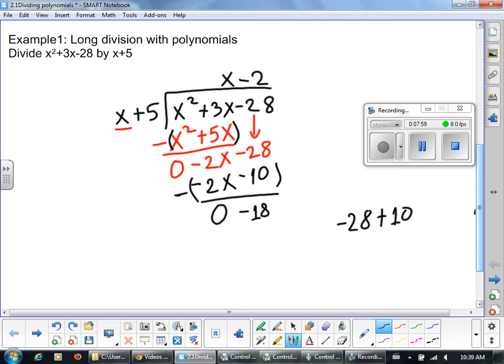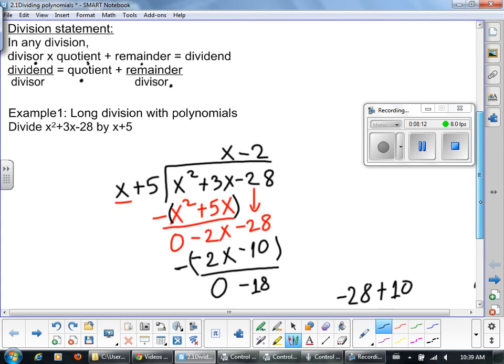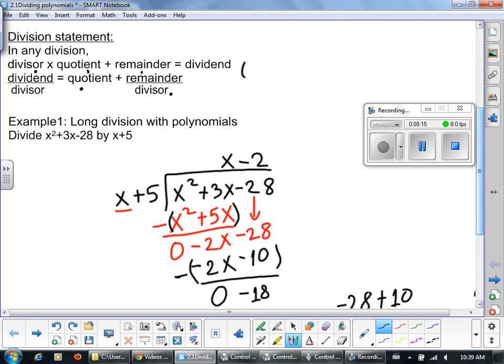Now we're going to write this in the division statement form. So we can write it 2 ways. So you have a divisor times the quotient plus the remainder is equal to the dividend. So in this case, your divisor is x plus 5, times the quotient. What's the quotient? X minus 2. And then plus the remainder, but because it's a negative 18, it's going to be actually minus 18. And that is all equal to x squared plus 3x minus 28.